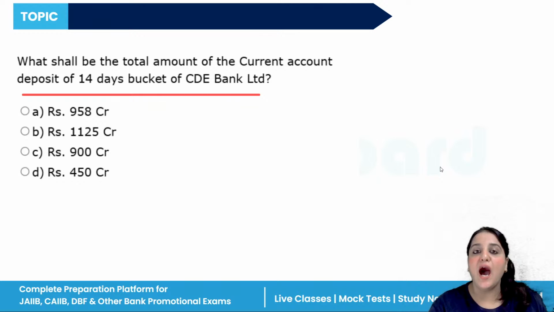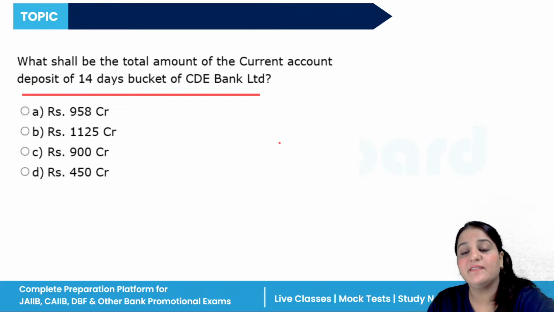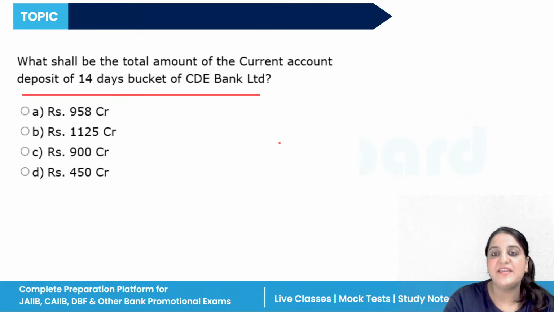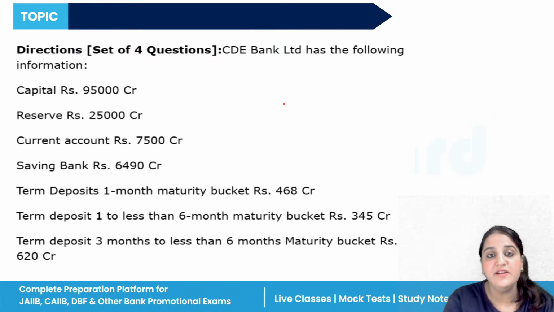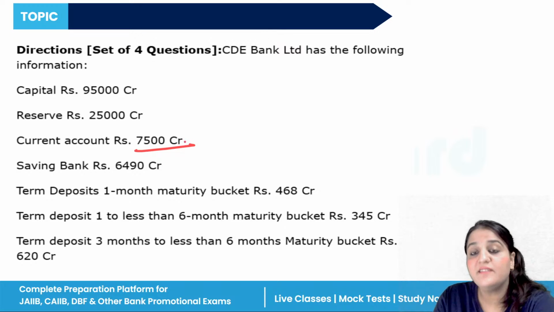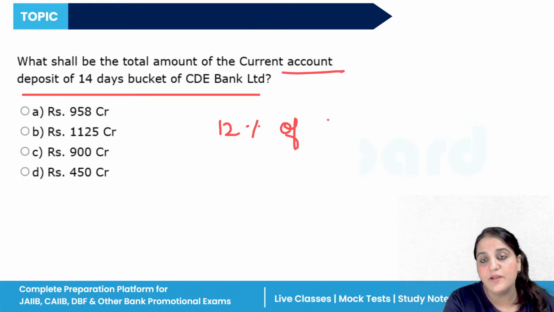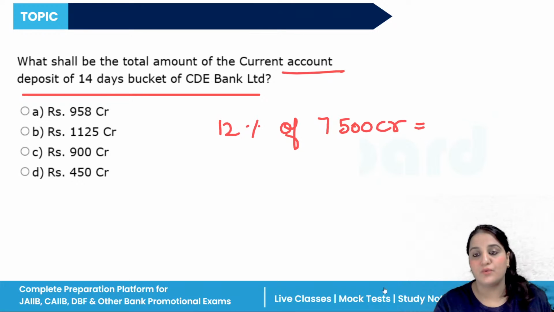According to the RBI ALM guidelines, for 1 to 14 days, there is 12% of current account balances. So when we calculate the 12% of 7,500 crore, it is equal to 900 crore. The current account amount is 7,500 crore, so it is equal to 900 crore.